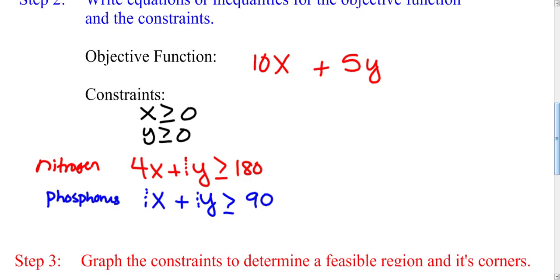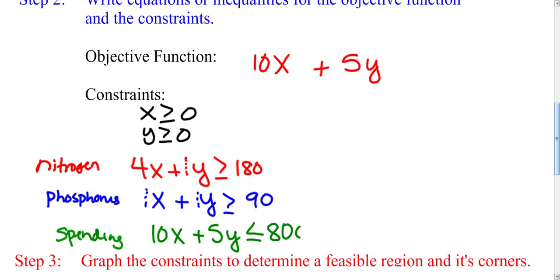Then it's telling me I can't spend any more than $800. So I'm also restricted by my spending. My spending in this case, again, it costs me $10 for brand A, it costs me $5 for brand B, and I can't spend any more than $800.